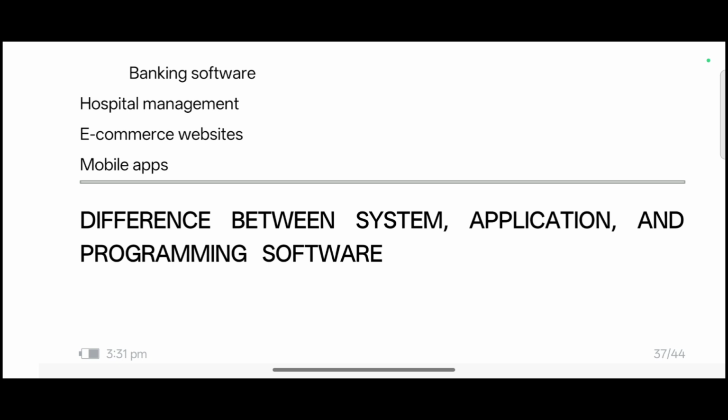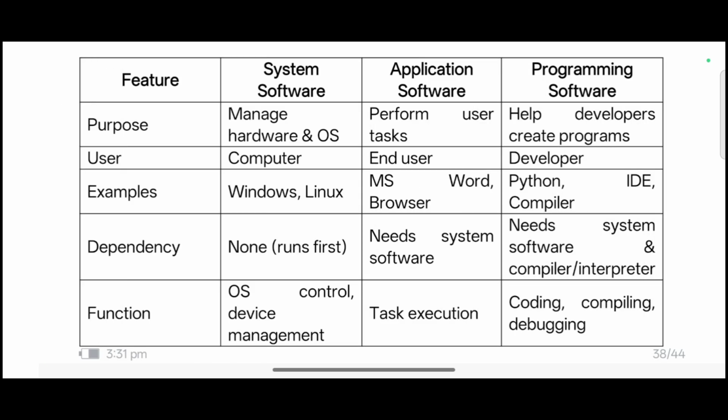Difference between system, application and programming software. The features are as follows. Purpose: system software manages the hardware and operating system, application software performs user tasks, and programming software helps developers create programs. User: in system software the computer is the user, in application software the end user, and for programming software the developer. Examples are Windows and Linux for system, MS Word and browser for application, and Python, IDE, compiler for programming software.